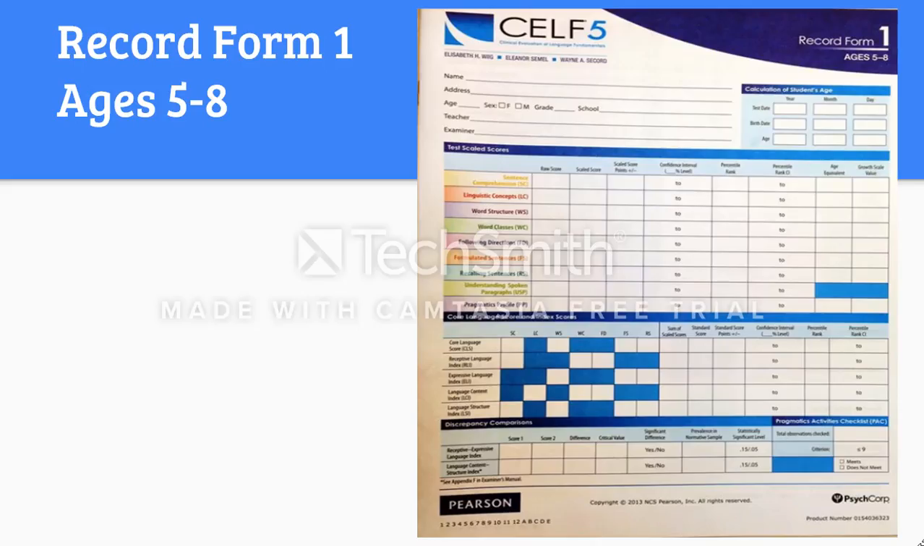This is an example of record form 1 that would be appropriate for ages 5 to 8. As you can see right here, the core language score and index scores are indicated. The blank space is where the score would be for the individual subtest, and they are compiled to create the sum score of the core language and the following index scores.